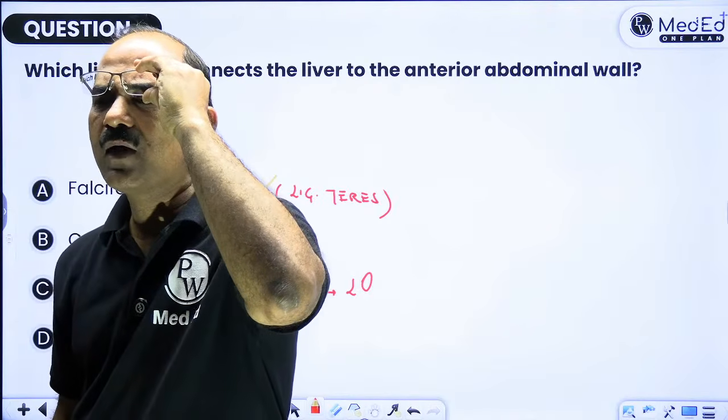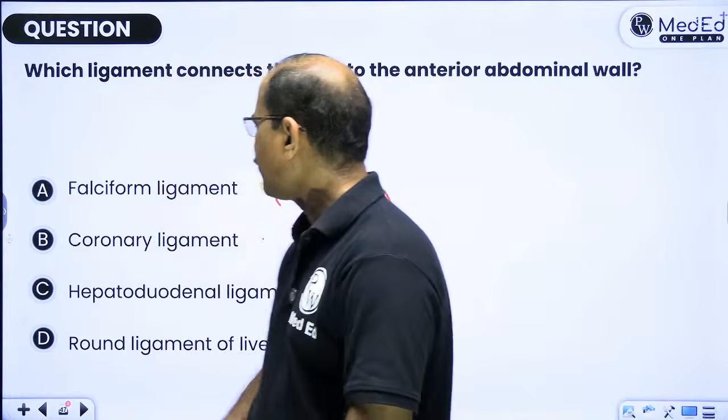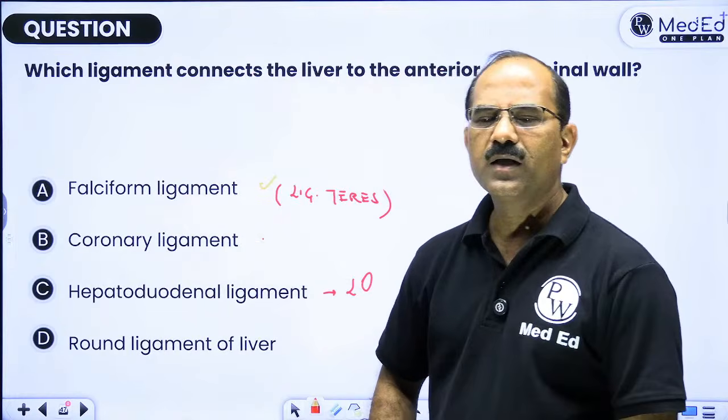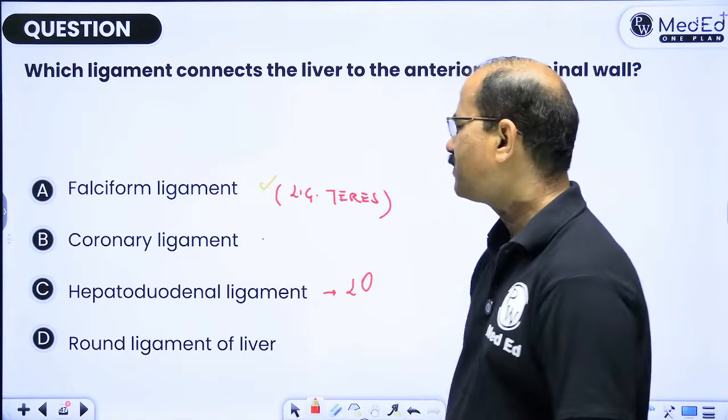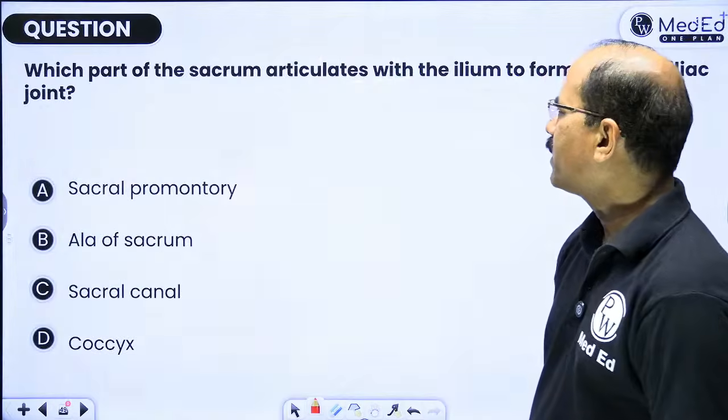Round ligament and that is the same thing. Falciform ligament, round ligament of liver is the ligamentum teres. It is the same thing. There's nothing like a separate round ligament.